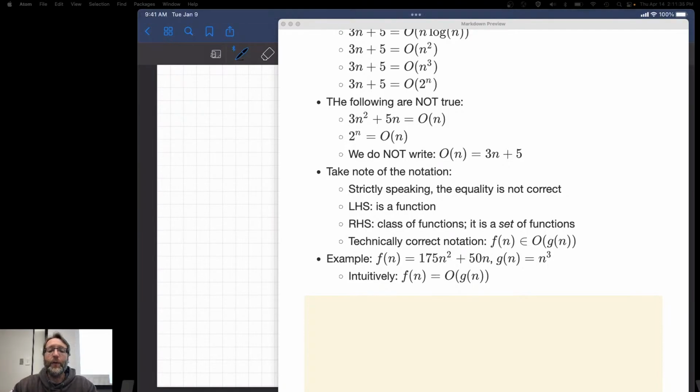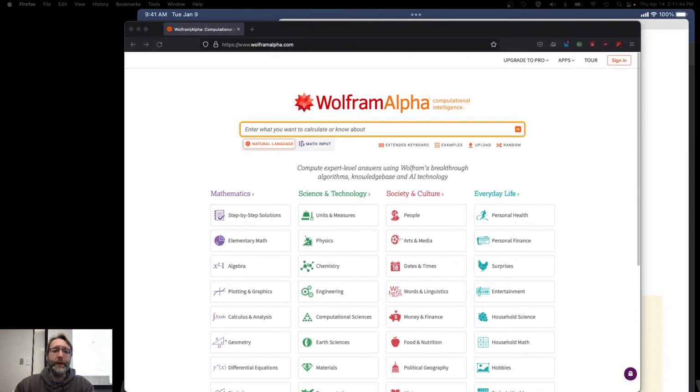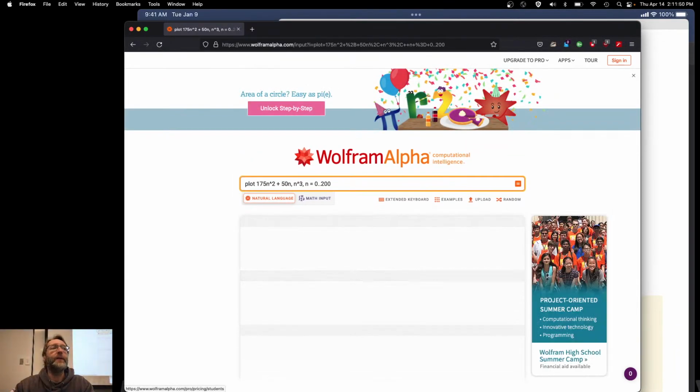What does that look like with respect to, say, the graph of these things? For that, I'm going to go ahead and open up Wolfram Alpha here, all right? And let's plot those things. I'm only going to plot it from 0 up to 200. I'm not going to plot negative values because you can't have negative input values.